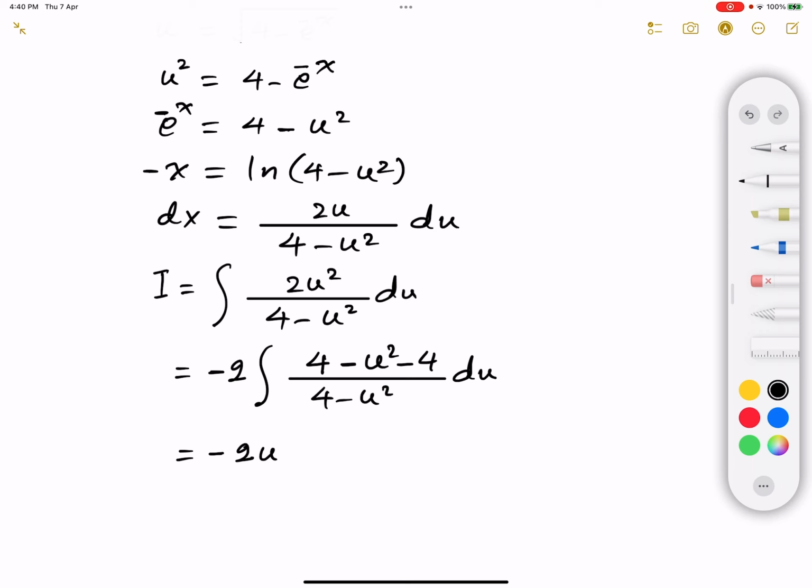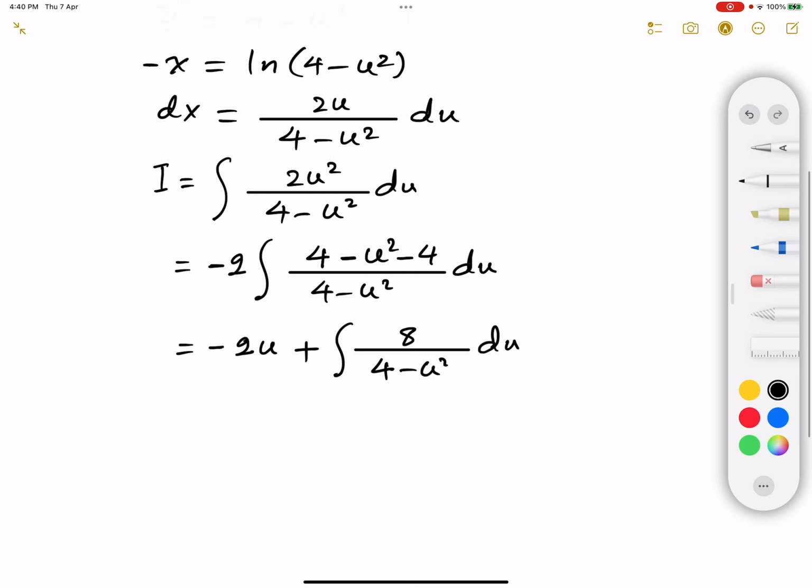And then minus 2 multiplied by minus 4, that's going to give us 8. So that would give us the second integral, where we're going to have 8 in the numerator, divided by 4 minus u squared du in the denominator. So this second integral can be basically solved right away. We have a formula for that using the inverse tangent hyperbolic. Okay, so we can do that actually.